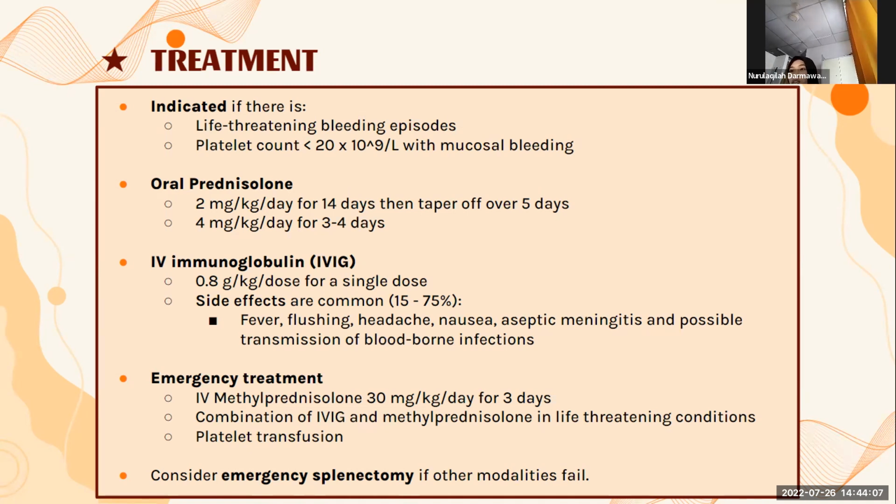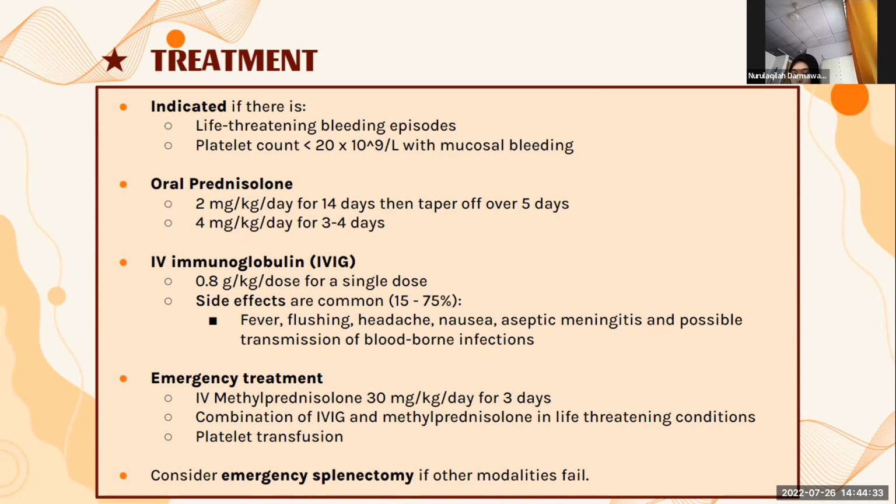Another treatment option is IV immunoglobulin, where we give 0.8 gram per kg per dose as a single dose. And usually the side effects of this IVIG are common, which can cause fever, flushing, headache, nausea, aseptic meningitis, or can also lead to possible transmission of blood-borne infection.